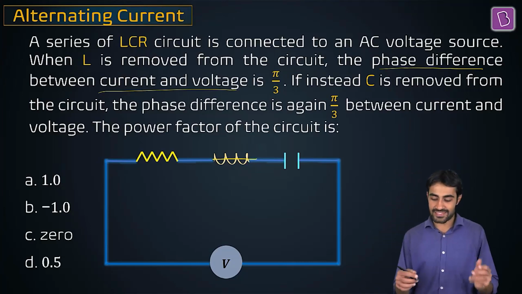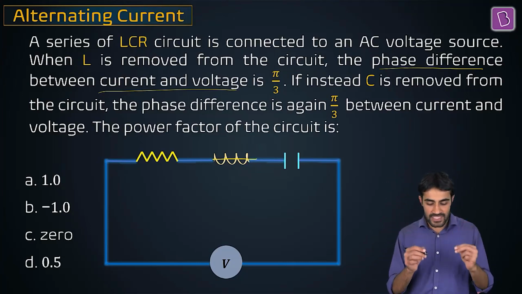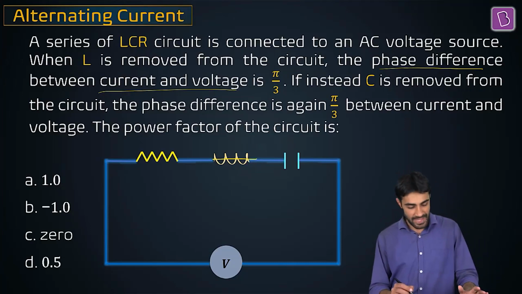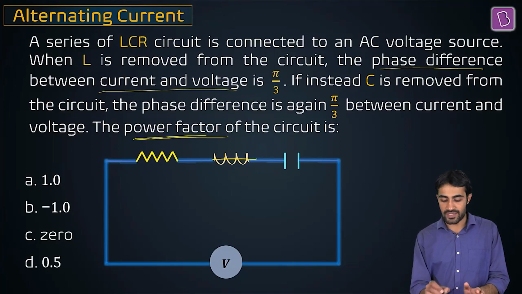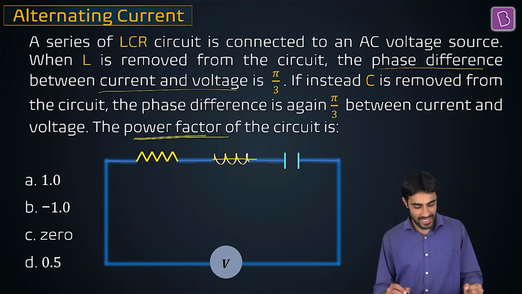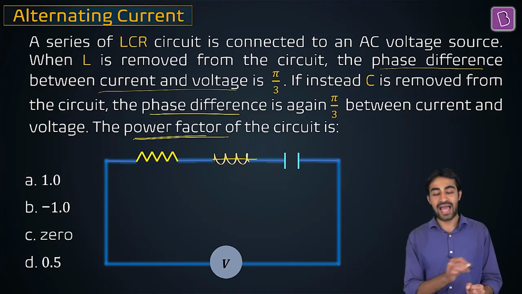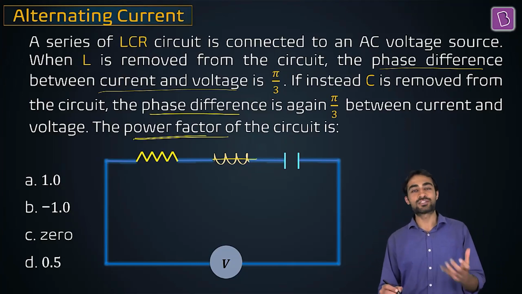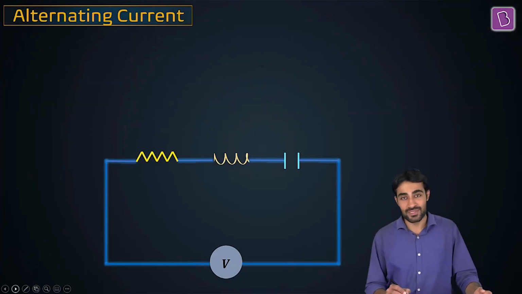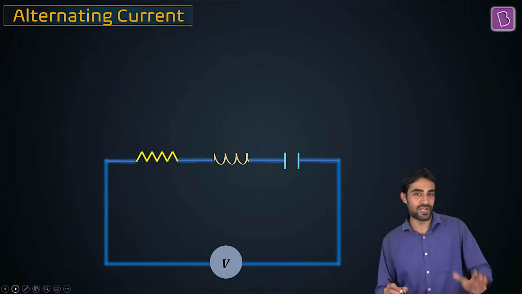If instead C is removed, the phase difference is again pi by 3 between current and the voltage. So the power factor of the circuit is, they are asking us to find the power factor of this circuit, and they use a term, phase difference. Now what is this power factor and phase difference? Let's talk about these terms for a while. We must understand them in order to understand the question.